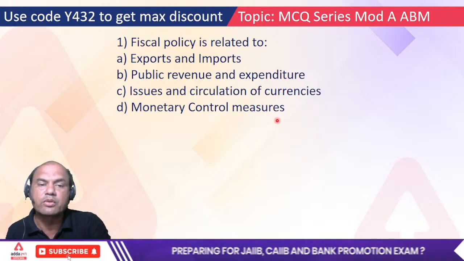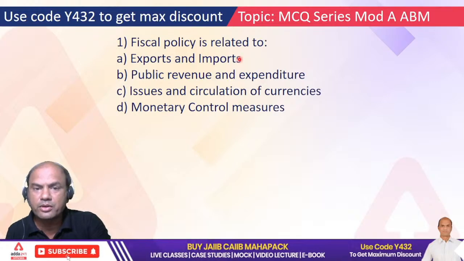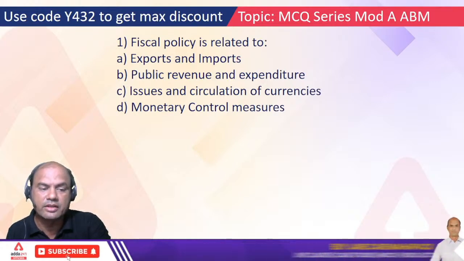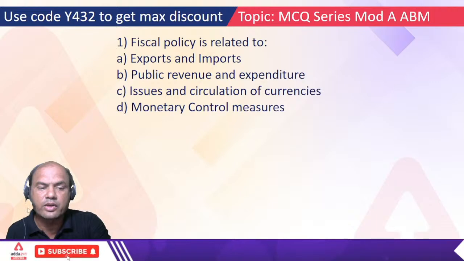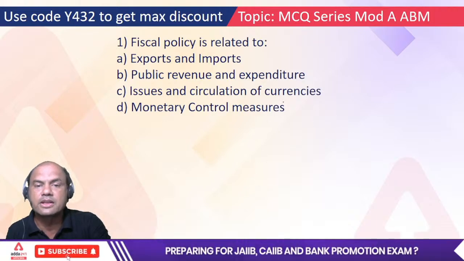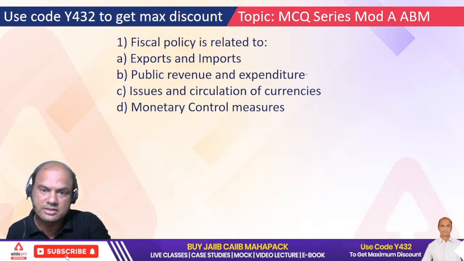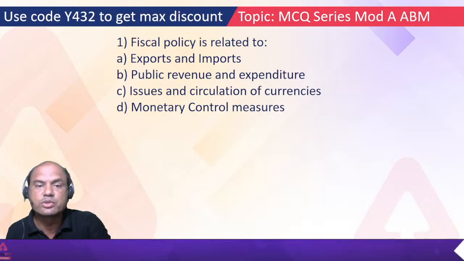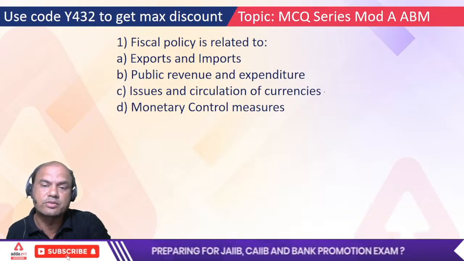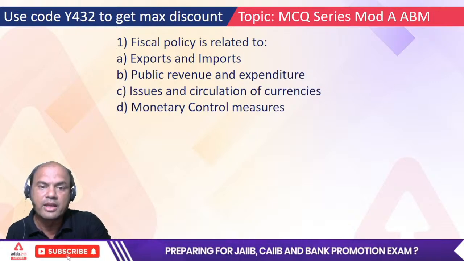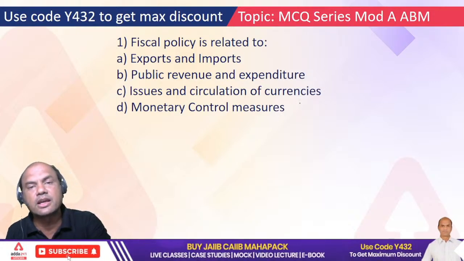So it is related to what? Export import? No. That is called EXIM policy, export import policy. Public revenue and expenditure? Yes, this can be the answer. Issues related to currencies, now this is what? Monetary policy. And money control measures, this is again a part of monetary.